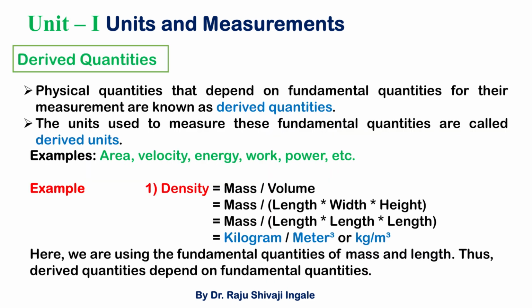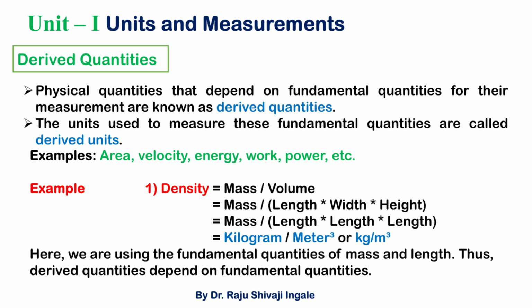Now second, the derived quantity. A derived quantity depends on other quantities for its measurement. Actually, it depends on the fundamental quantities for its measurement. The physical quantities that depend on the fundamental quantities for their measurements are known as derived quantities, and the unit of derived quantities is known as the derived unit. For example, area, velocity, energy, work, power. These are all derived quantities because they are derived from the fundamental quantities.